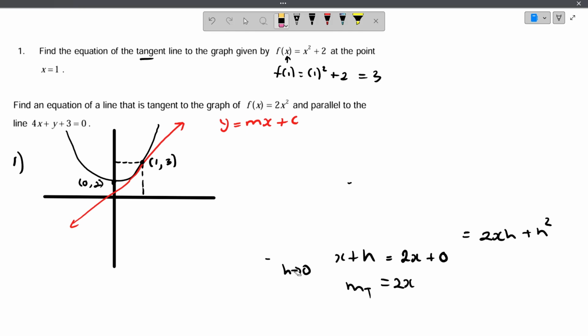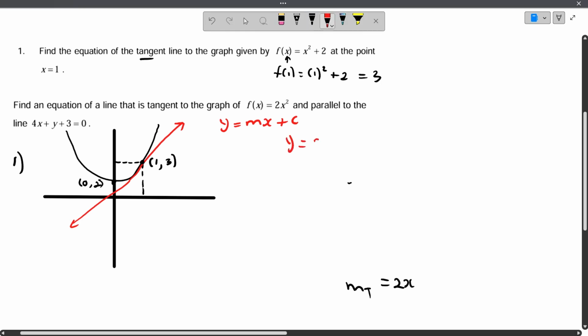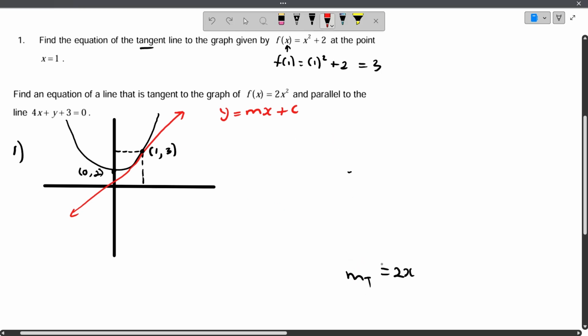So now that we have m, how do I find c? Let's substitute back. You notice that x is 1, so 2 times 1 will be equal to m, and therefore my m is equal to 2. Therefore if I substitute, I'll have y is equal to 2x plus c.